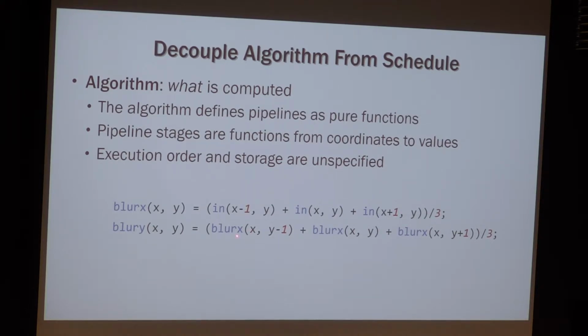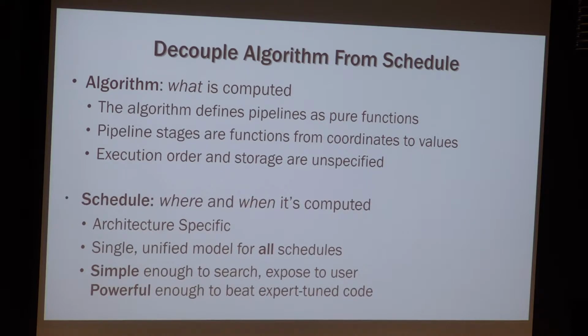It says, okay, get the image in the X dimension, and do the blur in the Y dimension. That's all. Because it's operating on the entire image, you don't have loops in here. That's all you have to say. Then you have to come up with a schedule, the same way, when and where it's computed. It has to be simple, so that you're able to say that, and it has to be powerful. You need to be able to get hand-optimized performance or better by doing this.